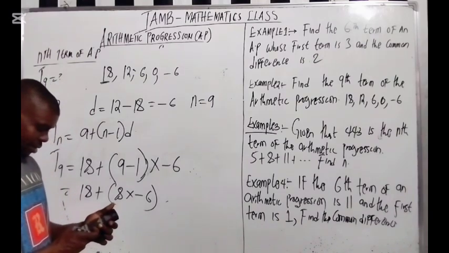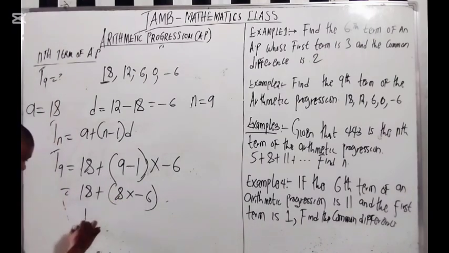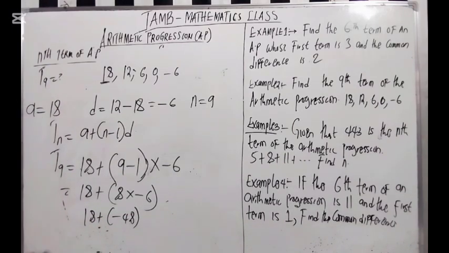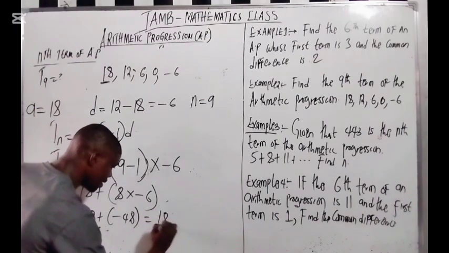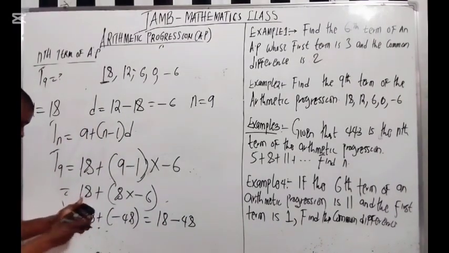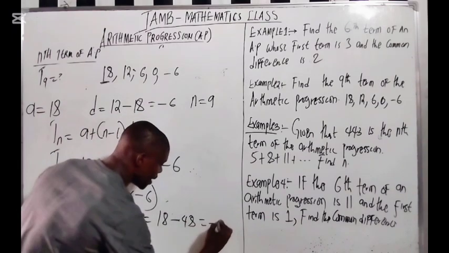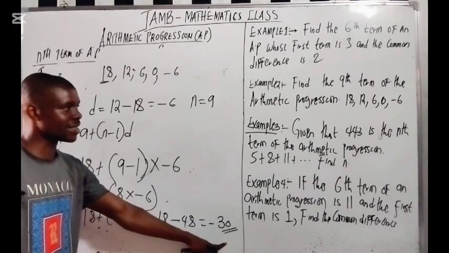So 8 times 6, here we have what? 48. So here we have 18 plus minus 48, right? Plus times minus is what? Is minus. So here we have 18 minus 48. Can you see that? So 18 minus 48 is what? Minus 30. That is the answer. Minus 30, as easy as that.